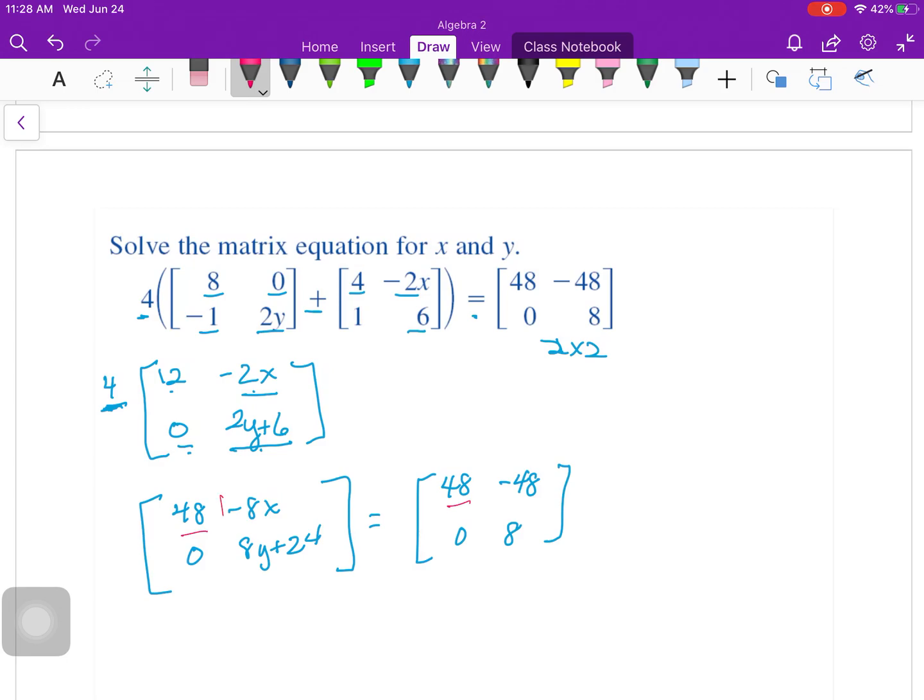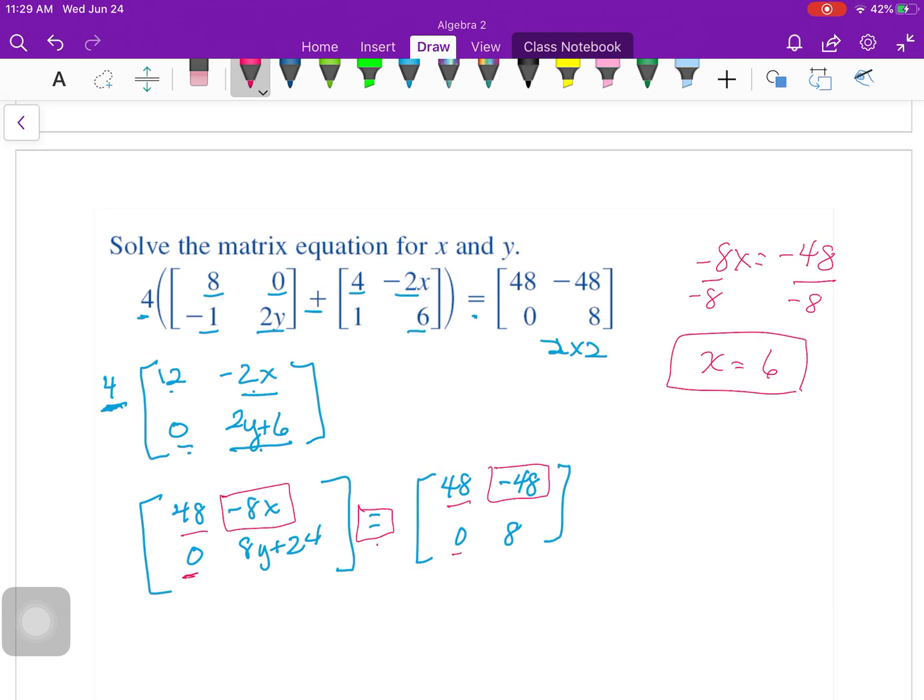48 equals 48. That is true. Then I have -8x equals -48. So I'm going to write that over here. I can then solve for x. Divide by -8, and I get x equals 6. Next I have 0 equals 0. That is true. And then I have 8y plus 24 equals 8.